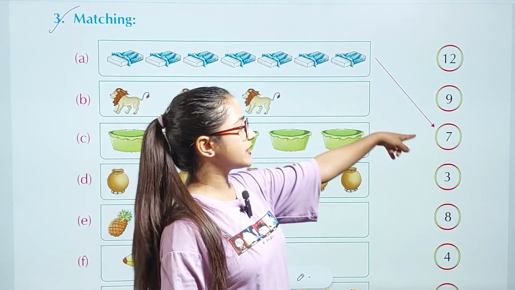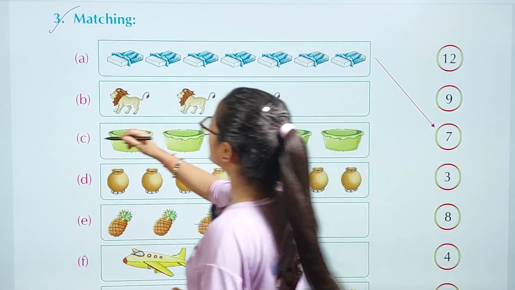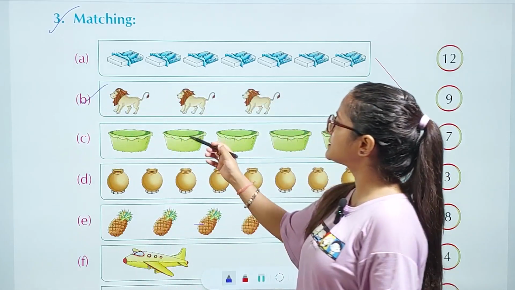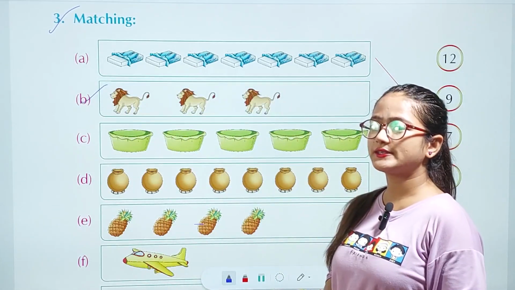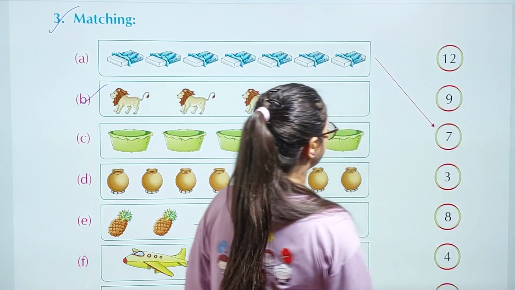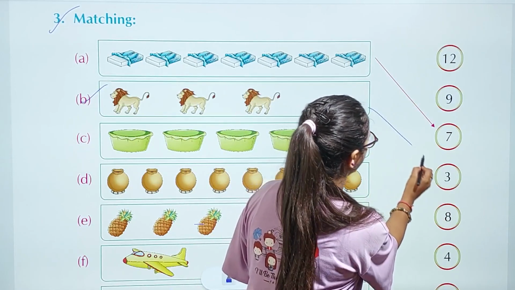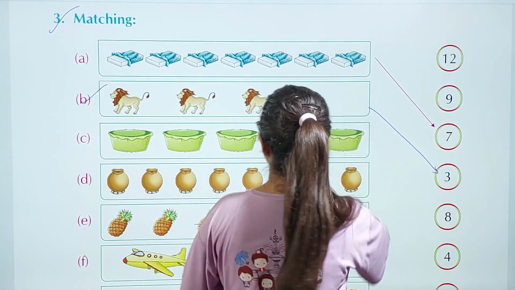Like the first one, it is already done for you here. Okay. Next, what is given? This is a line. So how many lines are there? 1, 2, 3. 3 lines are there. So match with 3. Where is the number 3? Here. So let's match it with 3.